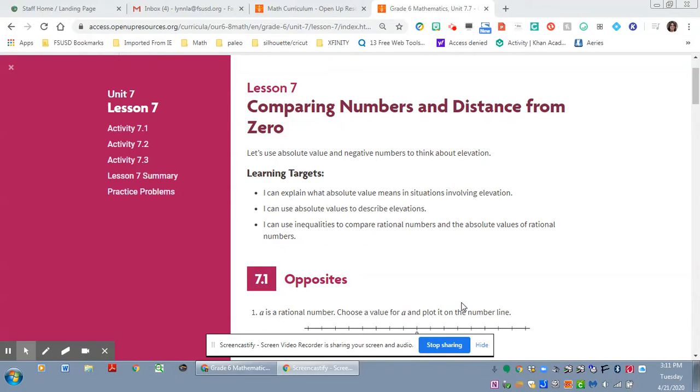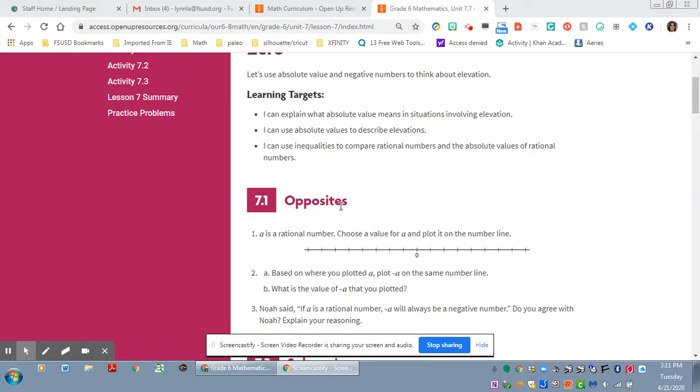Okay, we're doing Unit 7, Lesson 7. So let's get the learning targets. I can explain what absolute value means in situations involving elevation. I can use absolute value to describe elevations, and I can use inequalities to compare rational numbers and the absolute values of rational numbers. So if we're looking at 7.1, we're doing opposites, which we've talked about before.